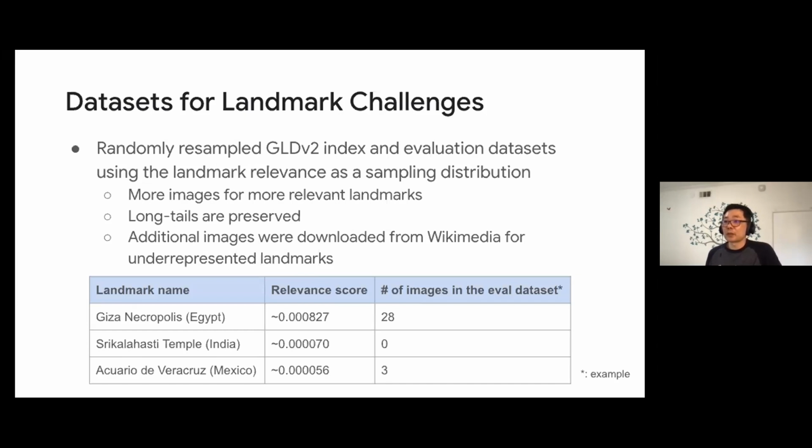These are example numbers of images in the data set. Giza necropolis is about a dozen times more relevant than Srikalahasti Temple or Veracruz Aquarium in Mexico. And as a result of random sampling, 20 images were chosen from the Giza necropolis, while none of the images were chosen for the Srikalahasti Temple, and 3 were chosen from the Veracruz Aquarium. This just showed that we applied random sampling, and as a result, the long tails are preserved.